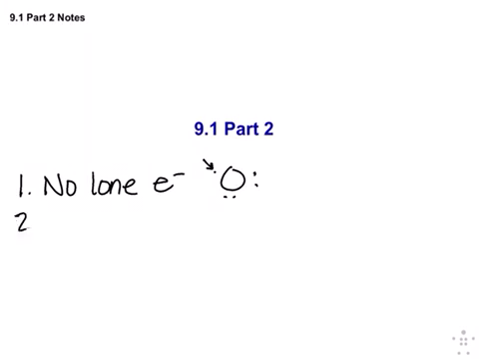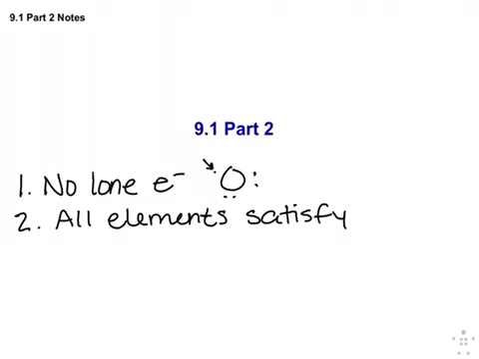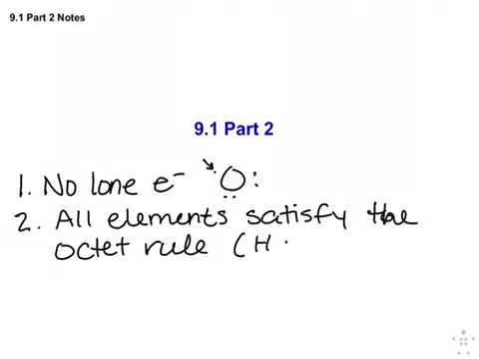that you need to make sure is followed is that all elements satisfy the octet rule. However, hydrogen will still only have 2 electrons.